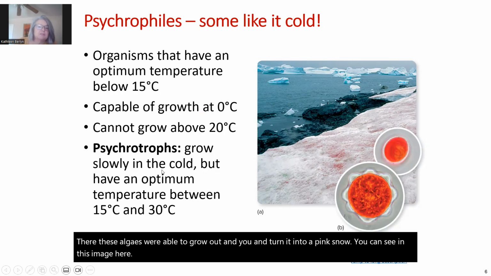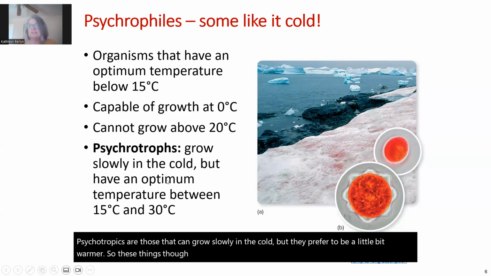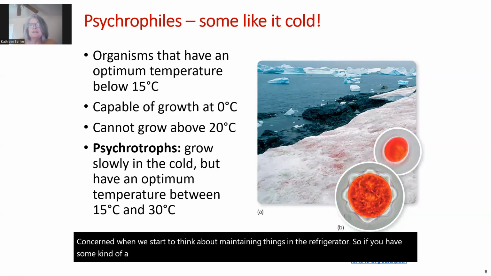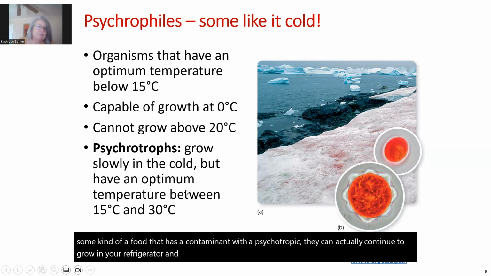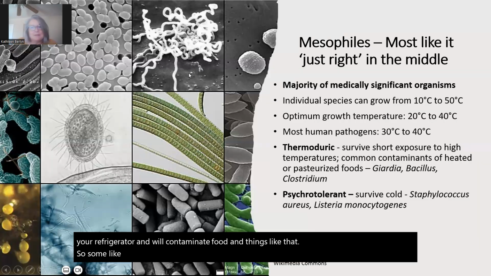Psychrotrophs are those that can grow slowly in the cold, but they prefer to be a little bit warmer. So these things can be of particular concern when we start to think about maintaining things in the refrigerator. If you have some kind of a food that has a contaminant with a psychrotroph, they can actually continue to grow in your refrigerator and will contaminate food and things like that. So some like it hot, some like it cold, but most things like it just right in the middle.